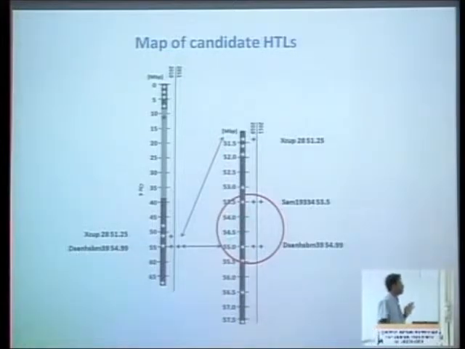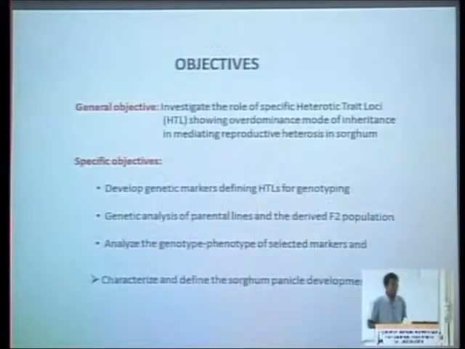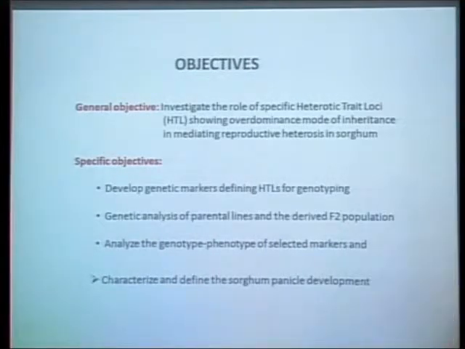So our assumption was to test this marker. This marker is the one that I tested in the F2 population. This was in F1. So the hypothesis was that this marker should behave as heterotic in the F2 population as well. If it is heterotic in F1, it has to be heterotic in F2 as well. So we have to see the contribution also. The objective was to verify this heterotic locus in the F2 population, with specific objectives of developing genetic markers, defining HTTL for genotyping, genetic analysis of parental lines and derived F2 populations, and analyzing genotype and phenotype of selected markers, as well as, in a separate study, characterizing and defining sorghum panicle development.